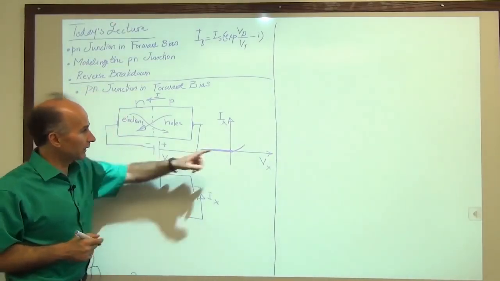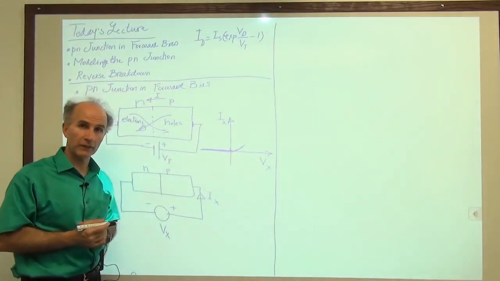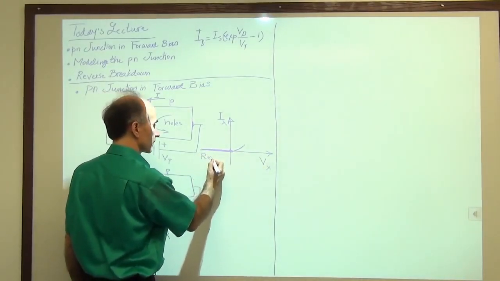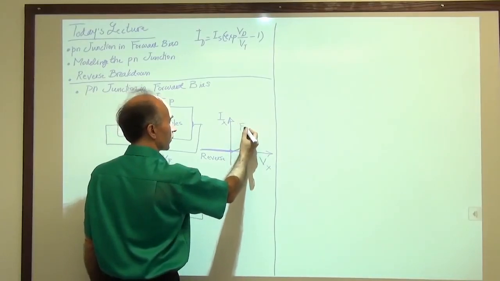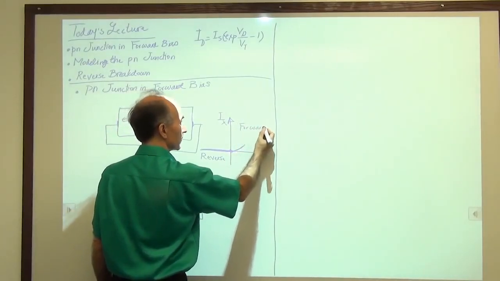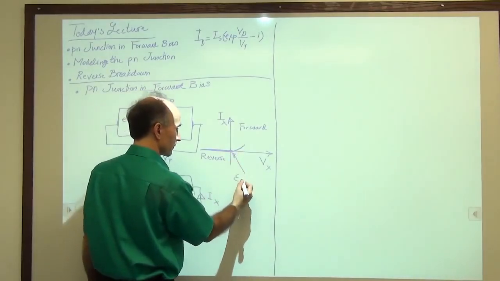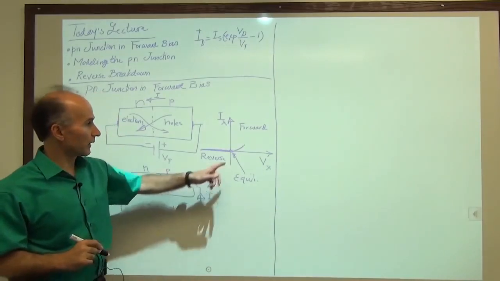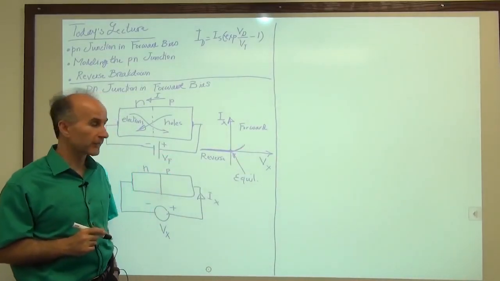Okay, so what is the expression for this current in the forward bias region? So let's just write here, this is reverse bias on this side. This is forward bias on this side, and right here it's equilibrium. And what we'd like to know is the current that flows in the forward bias region.